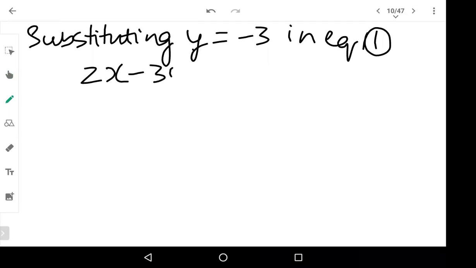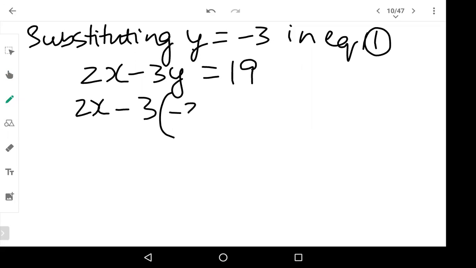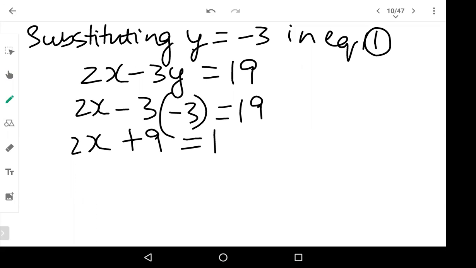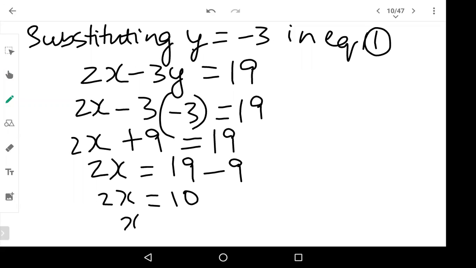2x minus 3y is equal to 19. So 2x minus 3 into y is minus 3 is equal to 19. 2x, 3 minus 3 into minus 3 will give you plus 9. 3 3s are 9, minus into minus is plus, is equal to 19. So 2x is equal to 19 minus 9. 2x is equal to 10. X is equal to 10 by 2. So what will happen? 2 ones are 2, 2 5s are 10. Therefore, x is equal to 5.